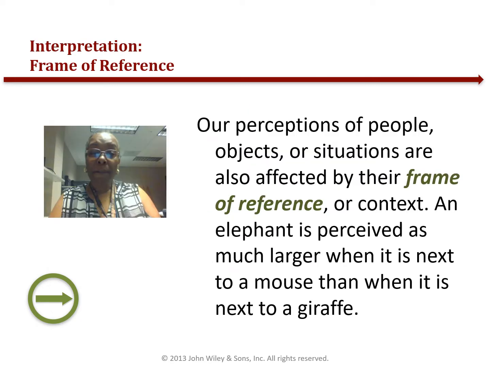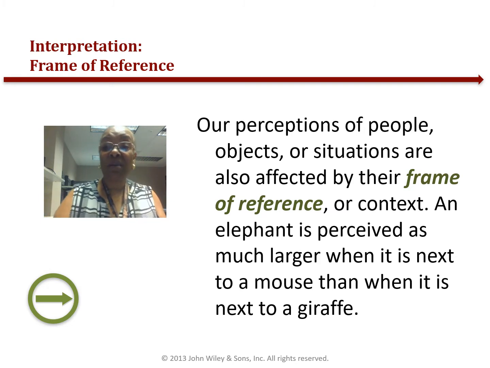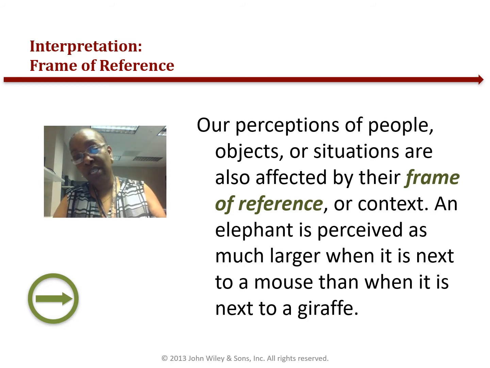Now, how we perceive people, objects, or situations is also affected by the frame of reference, or context. Think about an elephant. An elephant is perceived as much larger when it's next to a mouse than when it stands next to a giraffe. So our perceptions of people, objects, or situations are affected by that frame of reference. Think of the elephant compared to a little tiny mouse, and it's big. But when you put it next to a giraffe, the giraffe is really tall, so you don't see the elephant as big anymore.